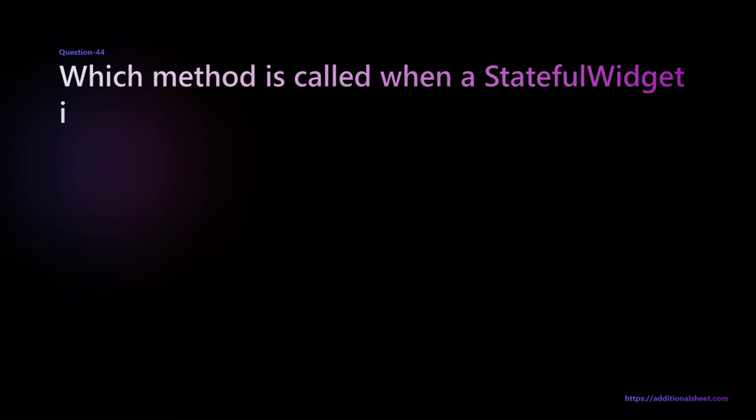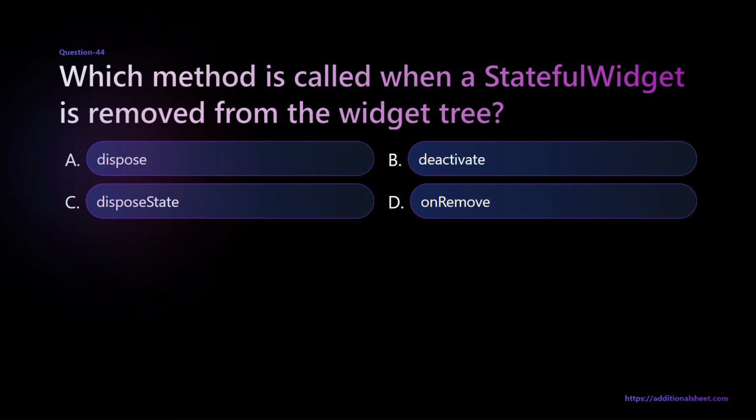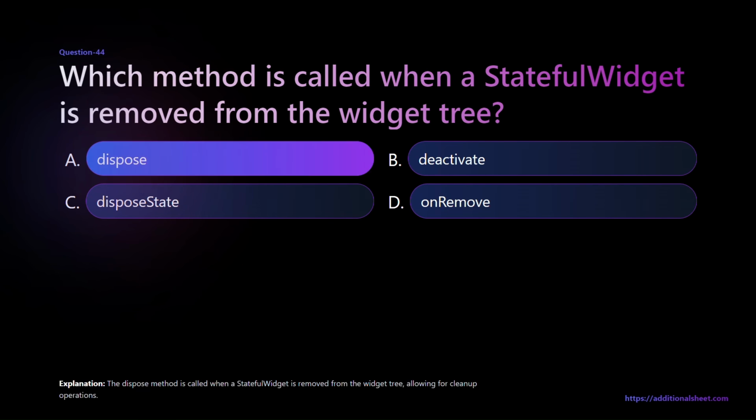Which method is called when a stateful widget is removed from the widget tree? Option A, dispose. Option B, deactivate. Option C, dispose state. Option D, unremove. The correct answer is option A, dispose.